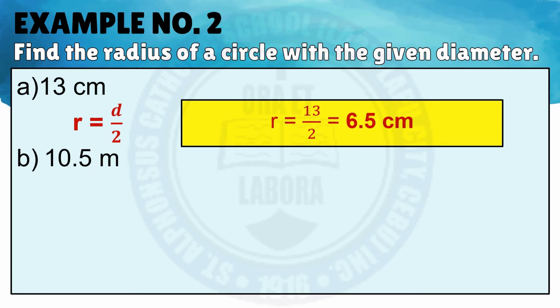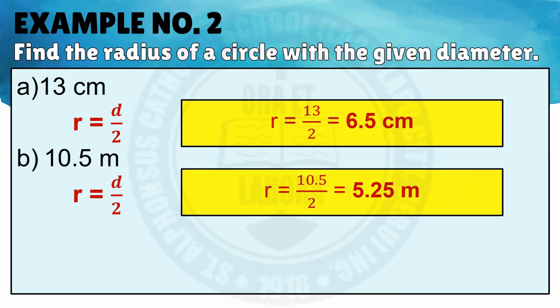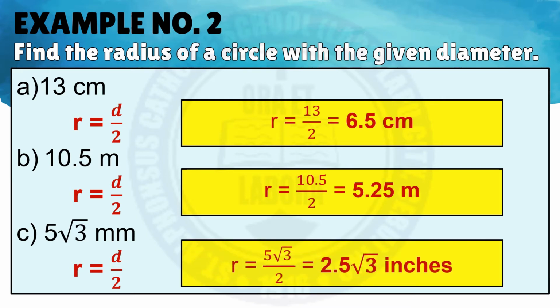The next example would be given the diameter 10.5 meters. So simply use the given formula R is equal to D over 2 and then substitute. So we have R is equal to 10.5 divided by 2, and that is equal to 5.25 meters. Then last example, we have 5 square root of 3 millimeters. Same formula will be used. So we have R is equal to 5 square root of 3 divided by 2, and that is equal to 2.5 square root of 3 inches.